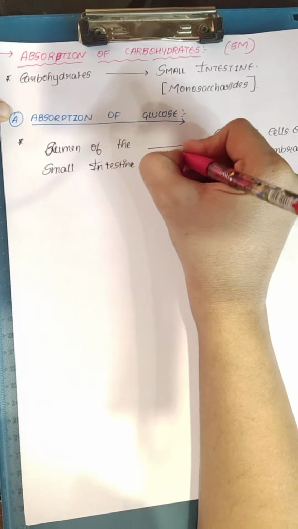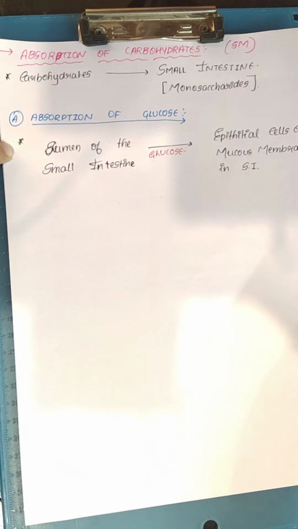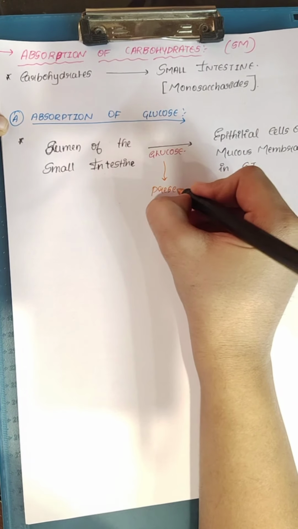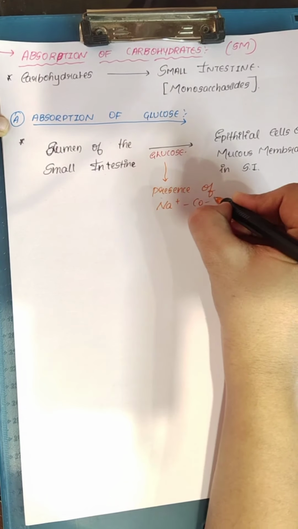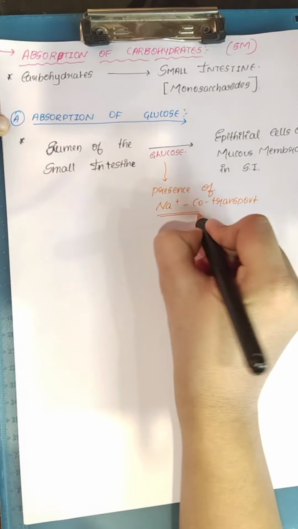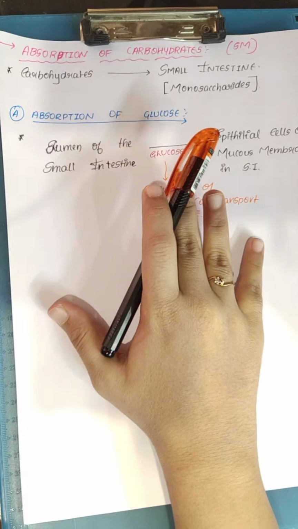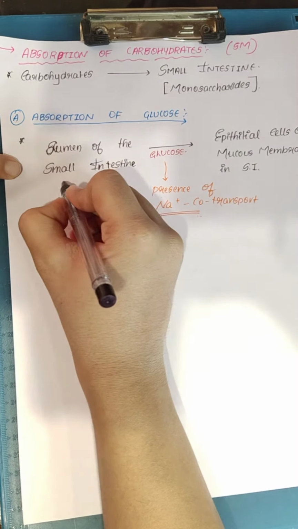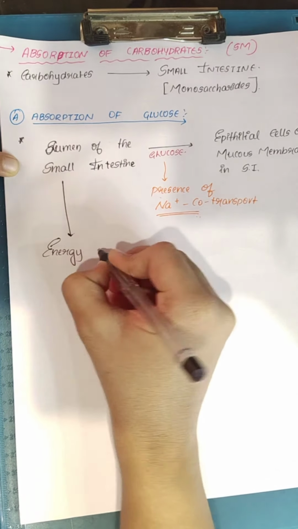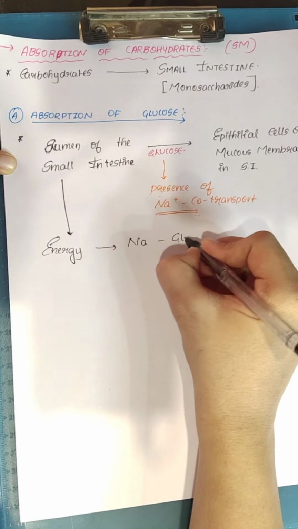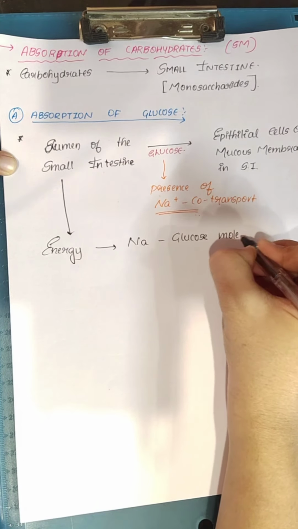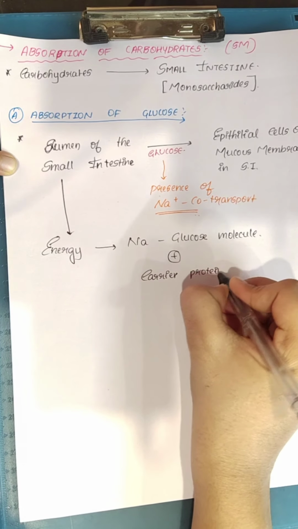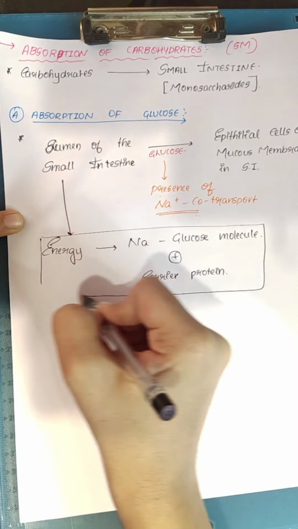Glucose is transported in the presence of the sodium co-transport. That is a very important point to be noted. Energy for this is obtained by binding of the sodium ion as well as glucose molecule to carrier protein. For this process, energy is required. So energy is given by the binding of sodium as well as glucose molecule, which binds with the carrier protein. This is another important point to be noted.